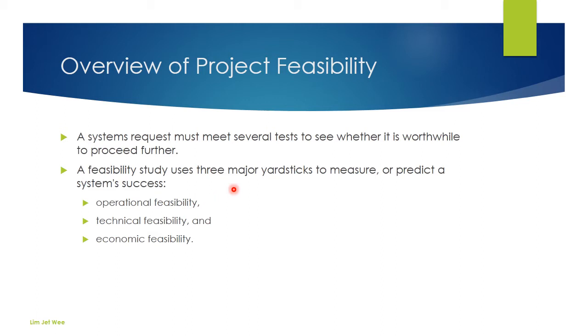This feasibility study uses three major points or yardsticks to predict whether the system that is going to be built is successful or not, which are operational, technical, and economic feasibility. All three must pass, all three must be okay before the project will be allowed to proceed. If any one of them were to fail, then this project will not continue. Let's look at one at a time.